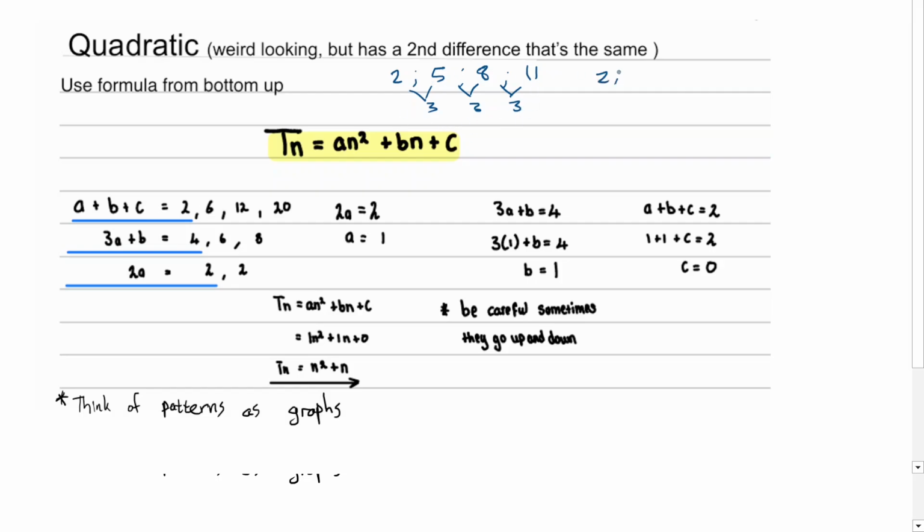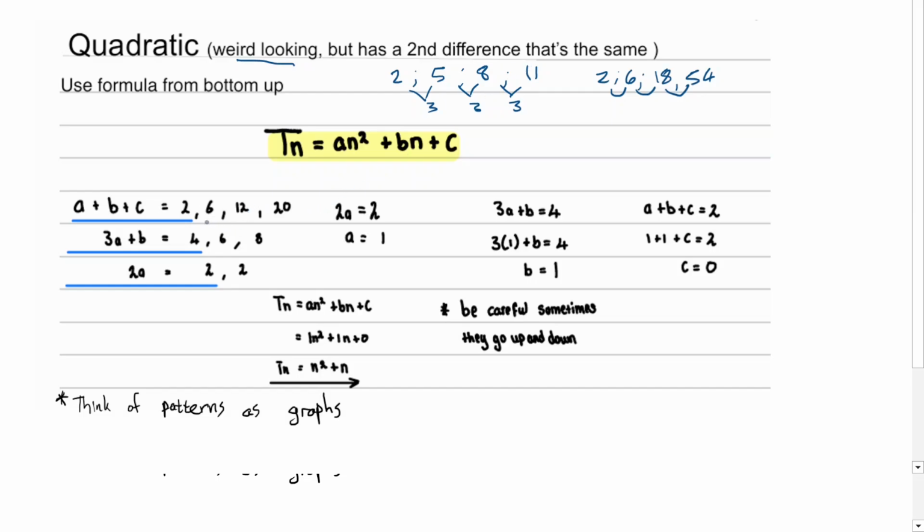You might see a pattern like this, and you notice, oh, it's timesing by 3 each time, and therefore it's geometric. And again, you can watch videos on the geometric sequences and series. But if you notice it's not following a consistent pattern going up or down or timesing and dividing, there's a good chance that it's quadratic, and it will look a little bit weird, but it has a second difference that's the same, and that's critical.